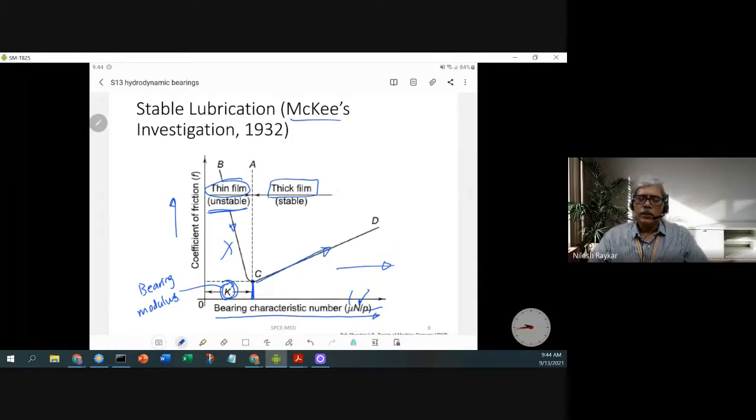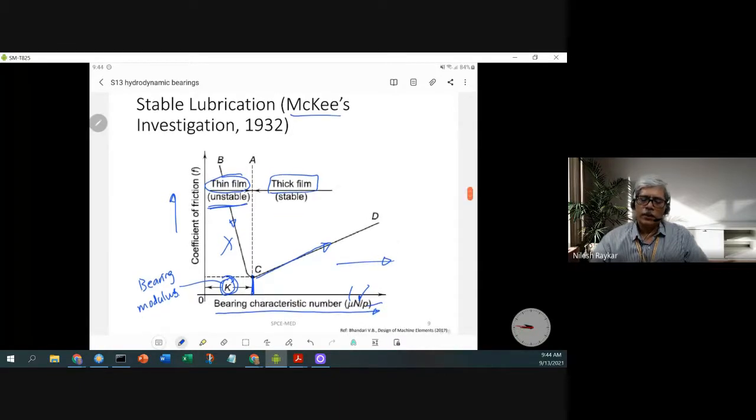So usually the operation is done at about 5 to 7 times K as the operating bearing characteristic number, so that you are operating somewhere in this particular regime where you get a proper thick film lubrication with no metal to metal contact. That is known as stable operation. Stable in the sense there is no metal to metal contact, so there is no noise and wear and tear.